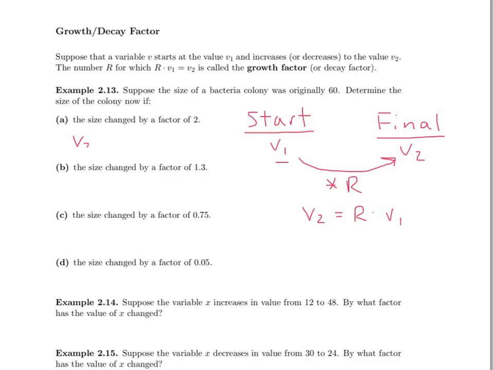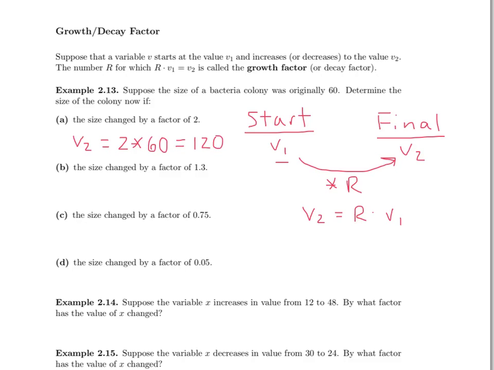So v2 in this example would be 2 times v1, which is 60. So we arrive at 120. So in other words, when r is 2, the colony doubles in size. That's something to remember. A factor of 2 means that a quantity has doubled. Let's look at part B.